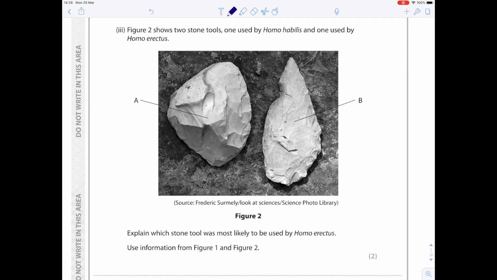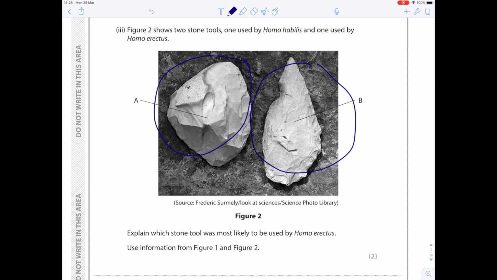Part 3. Figure 2 shows two stone tools, one used by Homo habilis and one used by Homo erectus. So this one on the right looks more like an arrowhead, it looks sharper, it's pointier. This basically looks like just a kind of generic lump of rock that's had a few pieces shaved away from it. Explain which stone tool was most likely used by Homo erectus. Use information from Figure 1 and Figure 2.